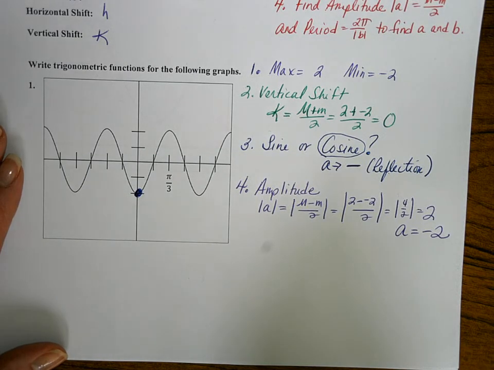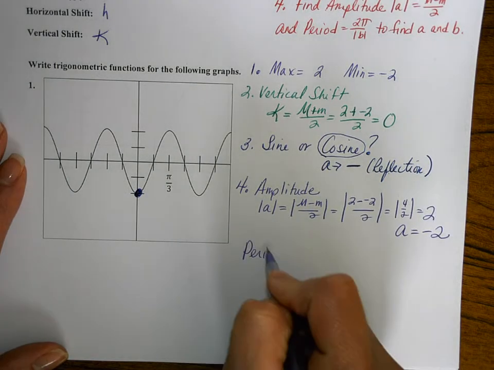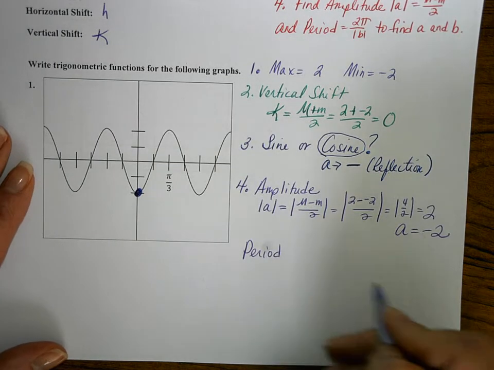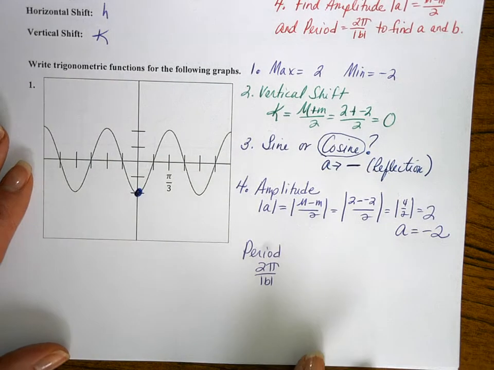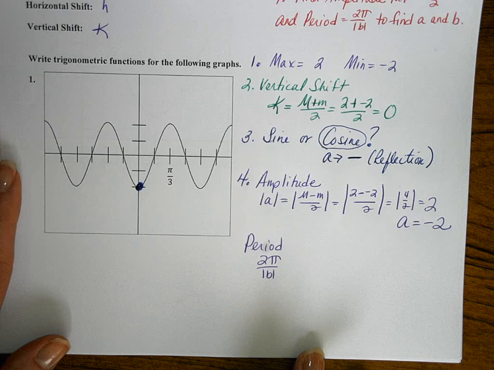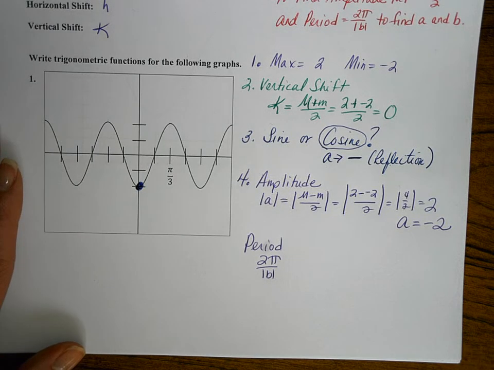Any questions so far? All right, then we're going to go ahead and find the period. The period is represented by 2 pi over the absolute value of B. Now, we need to figure out what is the period of this graph.